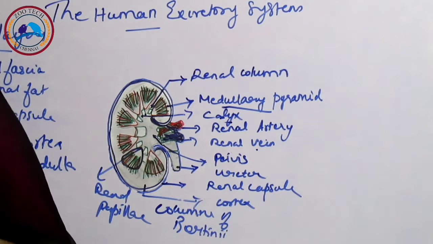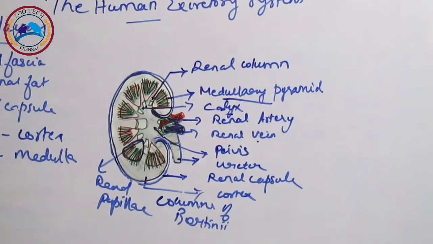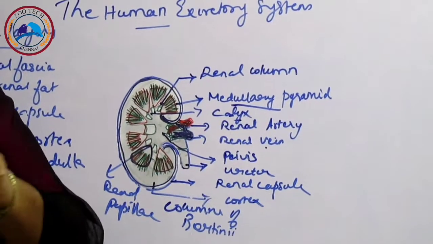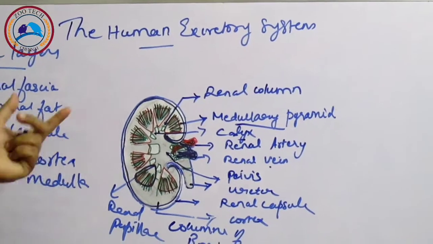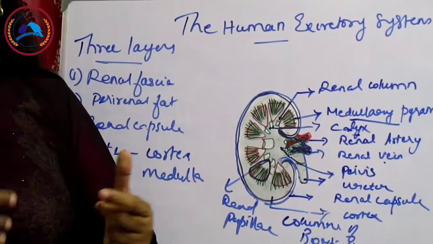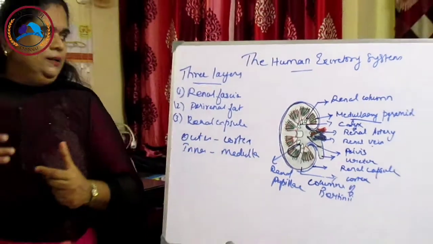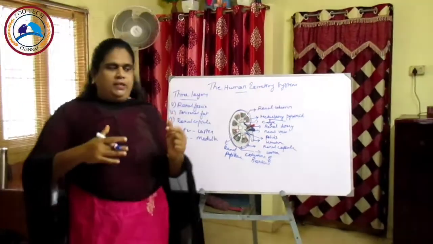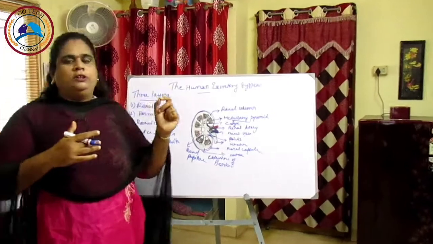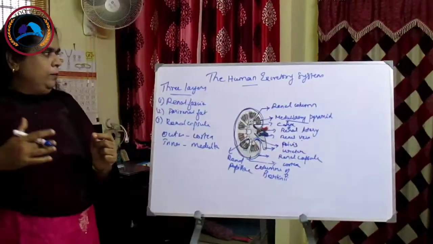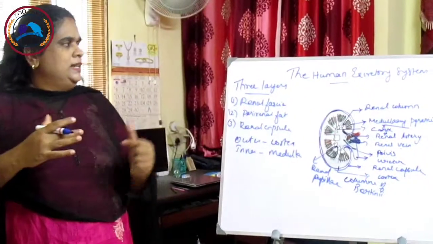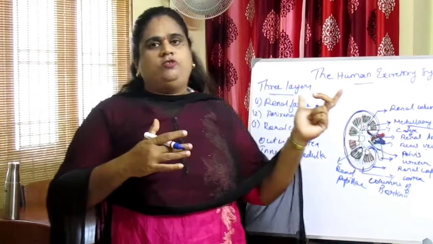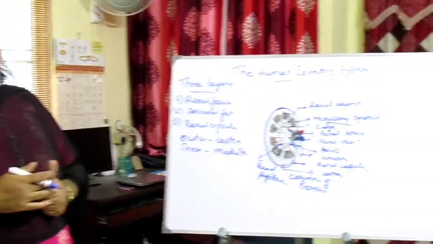What is basically happening? The kidneys collect the filtrate from all the different nephrons, and with the help of these tubes, they hold it and pass it into the ureter, and the ureter takes it to the bladder. This is the internal structure of the kidney, and the functional unit of the kidney is the nephron. I hope you understood this internal structure, the gross structure of the human excretory system.